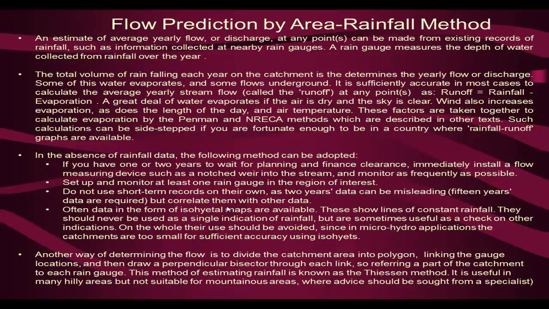For flow measurements, we'll be looking at flow prediction by the area rainfall method. An estimate of average flow or discharge at any point can be made from existing records of rainfall, such as information from nearby rainfall gauge stations.